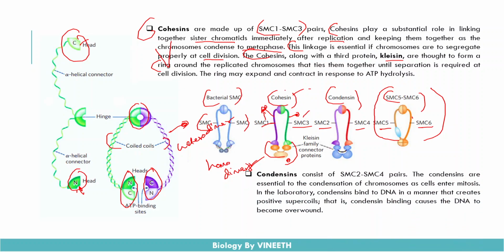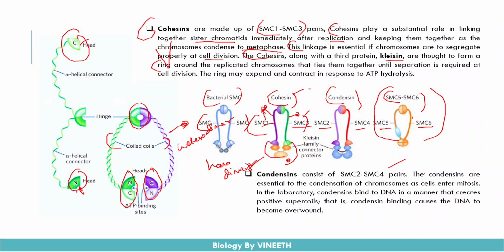Then we have the condensin proteins, which are also formed by this SMC group of proteins. SMC2 and 4 form the condensins, while SMC1 and 3 form the cohesins. The condensins are essential for condensation of the chromosomes as cells enter mitosis. And in the laboratory, condensins bind to DNA in a manner that creates positive supercoils. Condensin binding causes the DNA to become overwound, so that means the supercoiling.